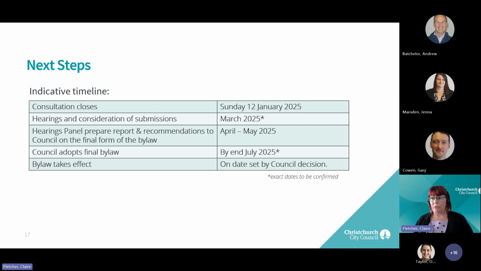Next steps. Consultation will close on Sunday, the 12th of January. Hearings and considerations of submissions will happen through March 2025. We expect that the hearings panel would prepare a report and recommendations to Council in April to May, and then the Council would adopt a final bylaw by the end of July next year. That bylaw would then take effect on the date set out by the Council in the Council decision whether or not to adopt the recommendations from the hearings panel.